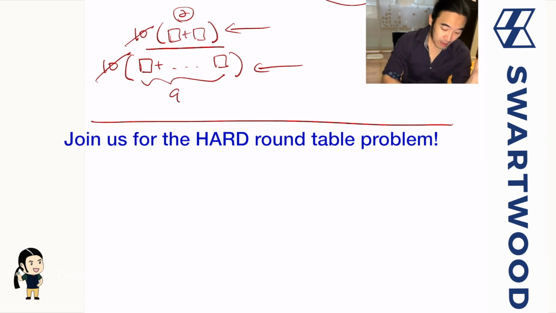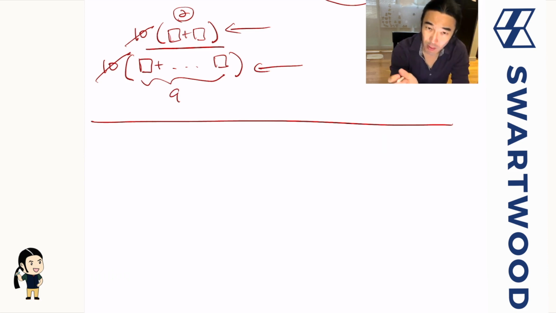All right. Anyway, let's try it again. Let's try a round 2. So what's going on in round 2? Round 2, we're going to do the round table problem, a harder version.